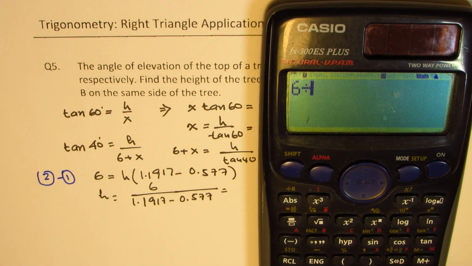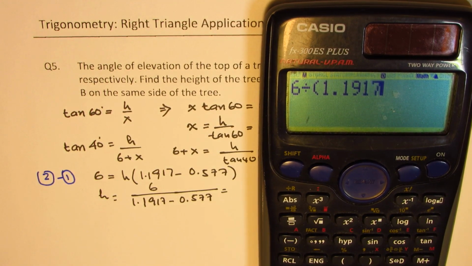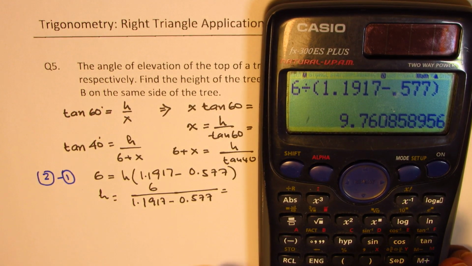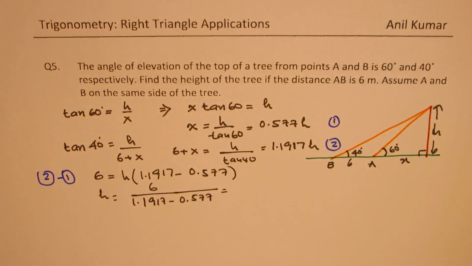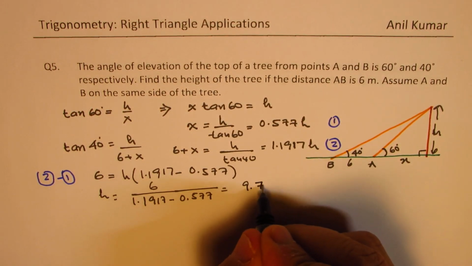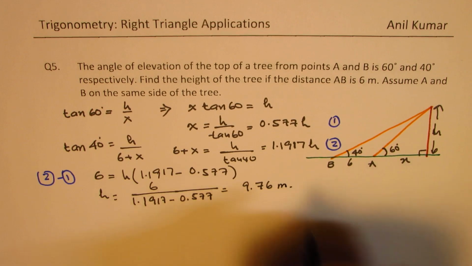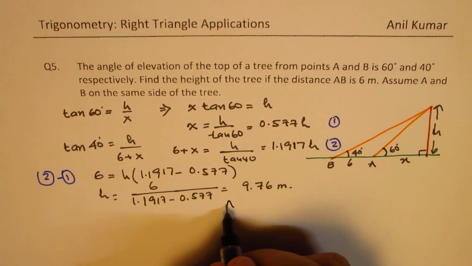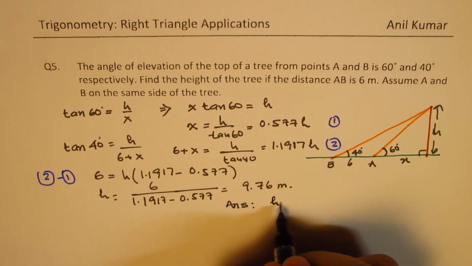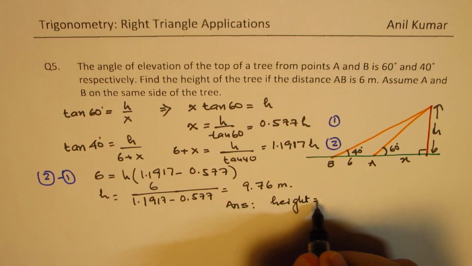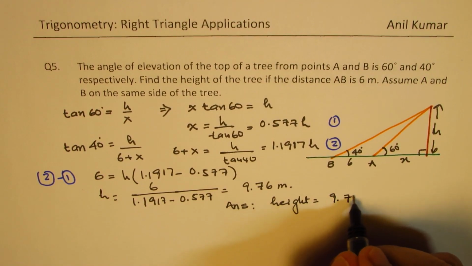So 6 divided by, within brackets, 1.1917 minus 0.577. So 9.76 meters. So that is the height. So we get our answer. Height is 9.76 meters.